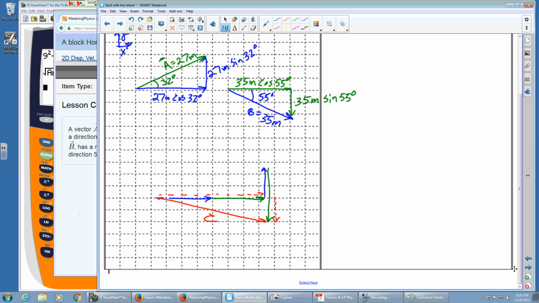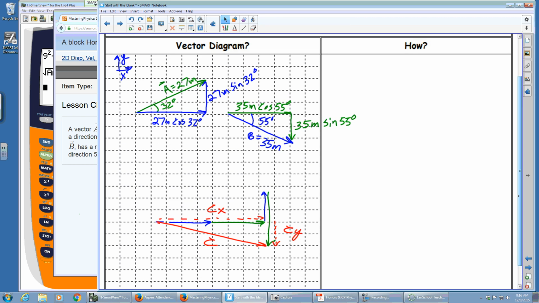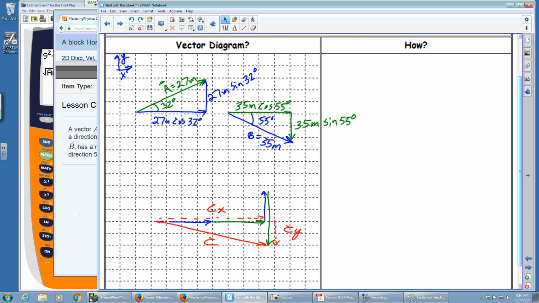So now I'm going to call this vector length CX, and this one, let's call that CY. And now the math is almost done. Well, it's laid out nicely now. So if I want to find out the value of CX, that's going to be 27 meters cosine 32 degrees plus 35 meters cosine 55 degrees. And they're both positive, and they both point in the same direction.